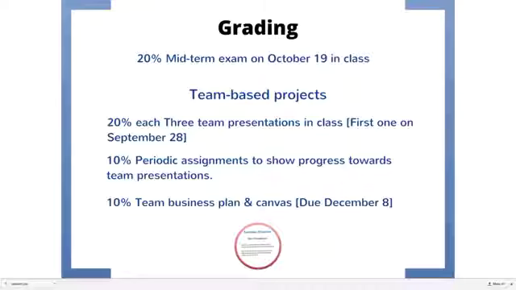Then we have 10% for some periodic assignments to show progress towards the team presentation. What I noticed last year, and the reason this is something new, is that because the team presentations are maybe 4 weeks, you don't start working on it until the week before. And that's not good. It's good to do a little bit every week. So I'm going to try to give you some goalposts along the way, so you start preparing.